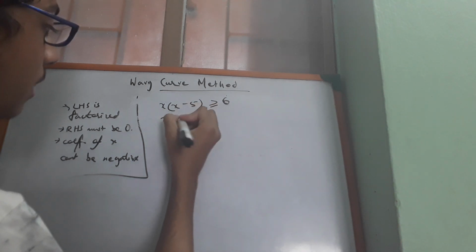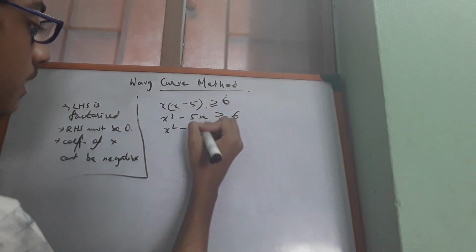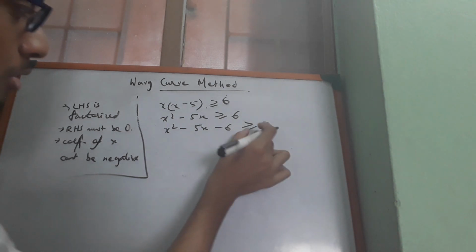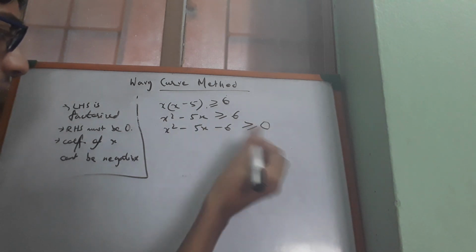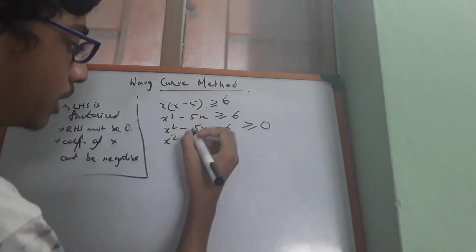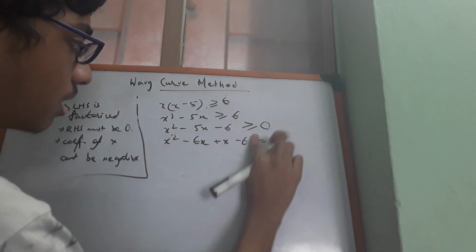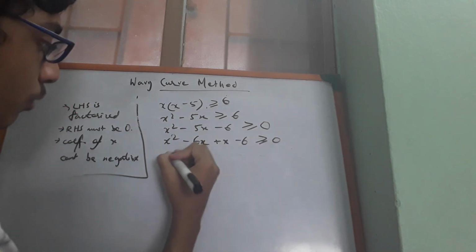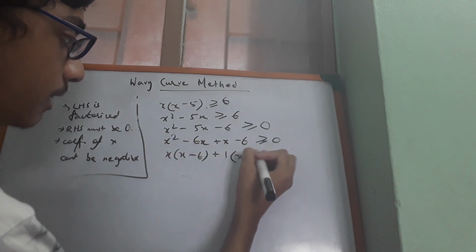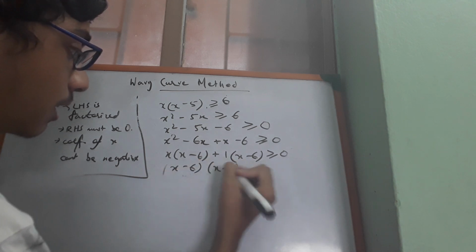So what to do? x square minus 5x greater than or equal to 6. That means x square minus 5x minus 6 greater than or equal to 0. In 6 we don't have an x term, so we don't need to change the sign here, right? Can we factorize this? Obviously, but we should arrive at our middle term minus 5x by combining something. So minus 6x plus x is basically subtraction, minus 6 greater than or equal to 0. So if we take x common, x minus 6, plus if we take 1 common, x minus 6, that means x minus 6 times x plus 1 greater than or equal to 0.